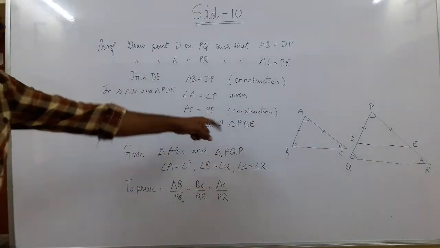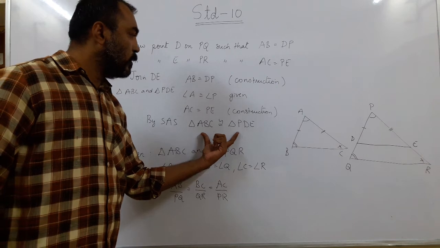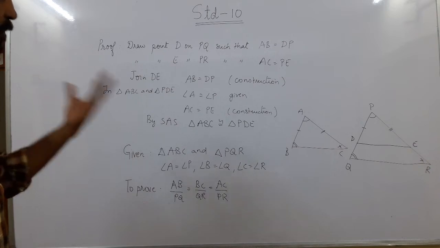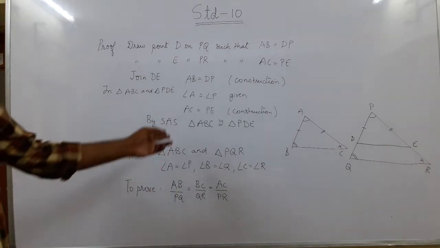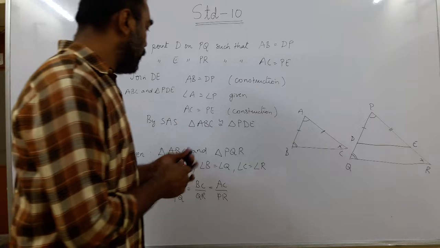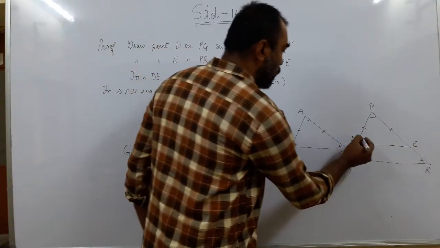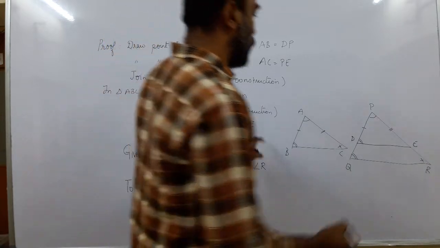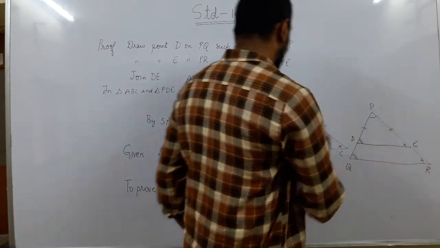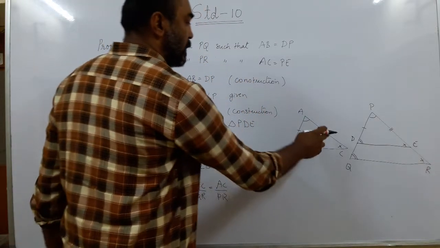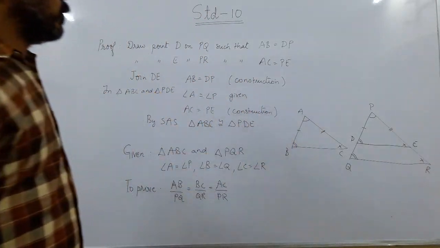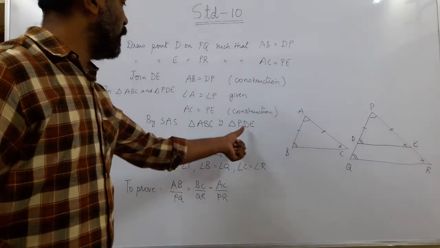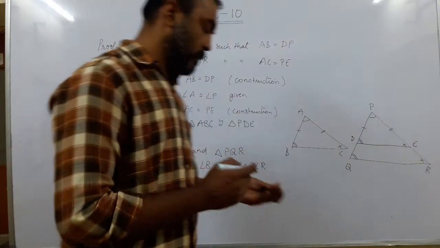Now, if this is congruent, I proved that the triangle is congruent. So if these two triangles are congruent, then their sides should be equal and their angles should also be equal. So angle B equal to angle D and angle C equal to angle E. Yes, I proved these two triangles are congruent by SAS. So if the triangles are congruent, all their corresponding sides should be equal, all their angles should be equal. So angle B equal to angle D, angle C equal to angle E.